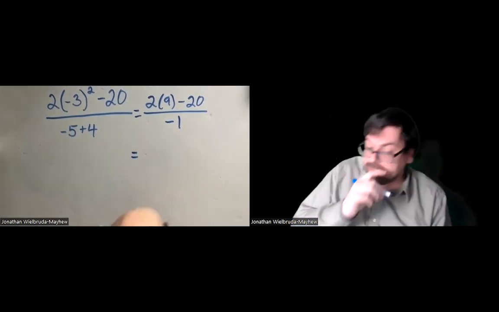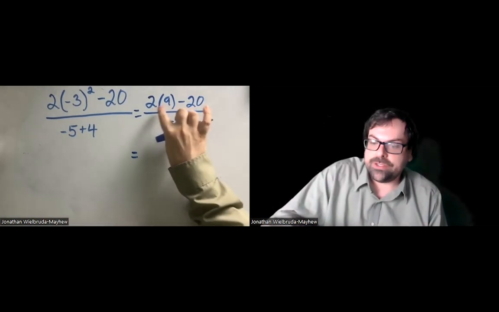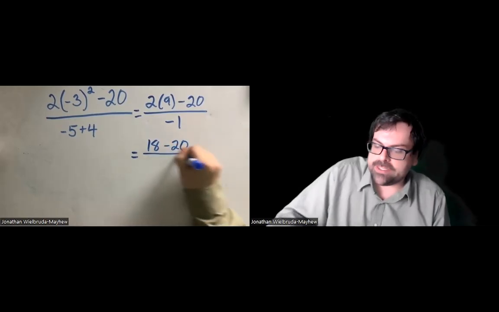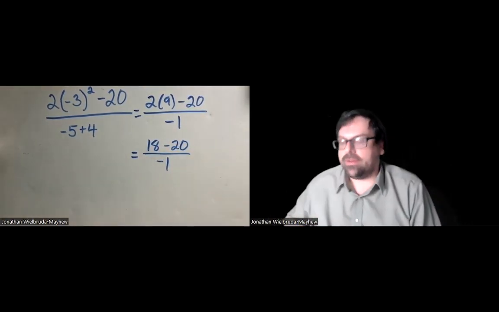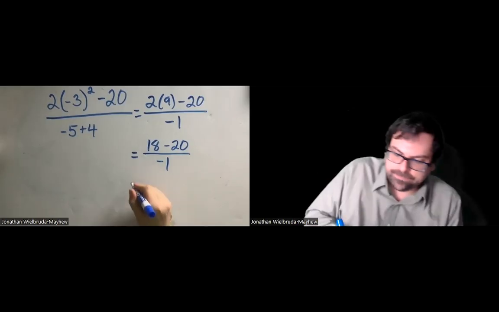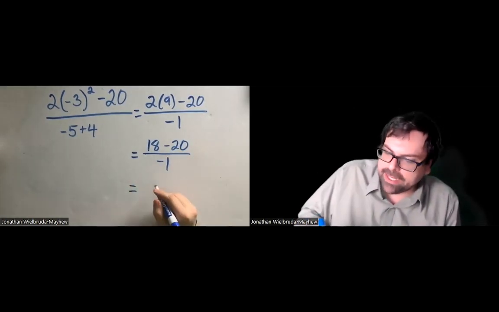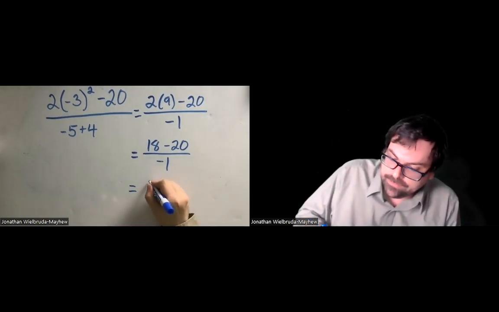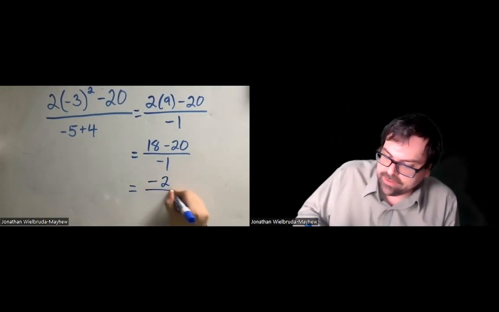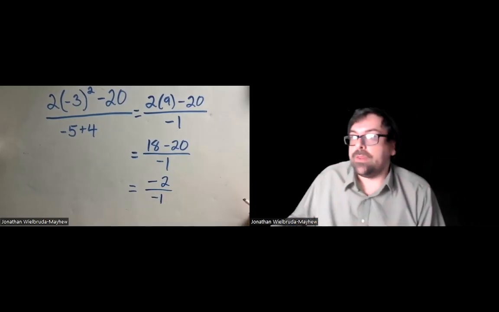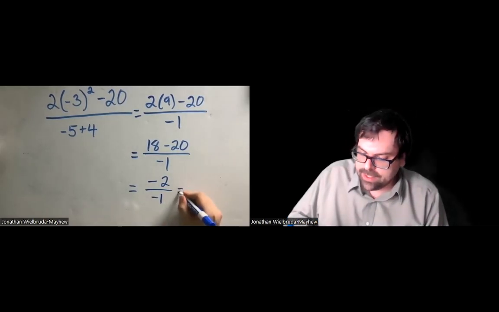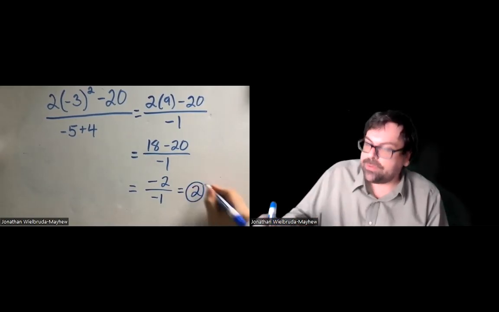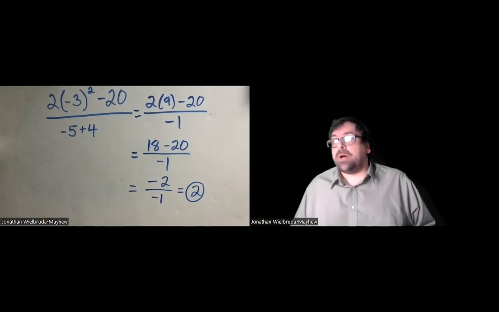On top, we multiply before we subtract. 2 times 9 is 18. Minus 20 over negative 1. 18 minus 20, or 18 plus negative 20, is negative 2 over negative 1. Negative divided by negative is positive. 2 divided by 1 is 2. So our answer here is positive 2.